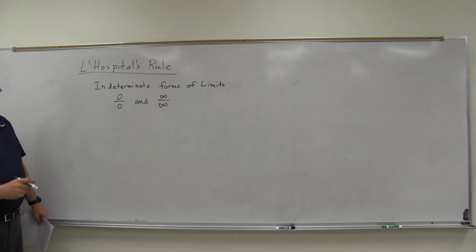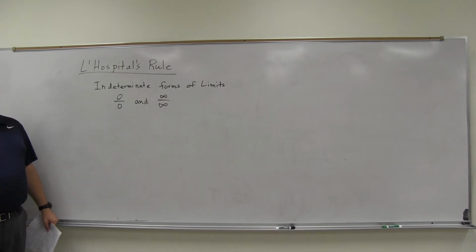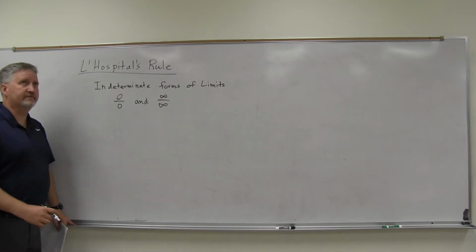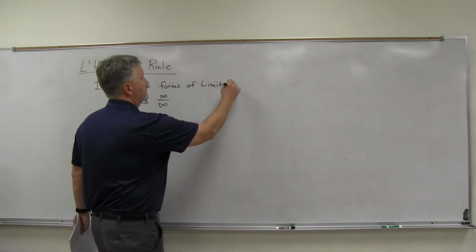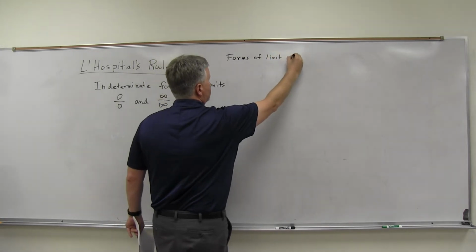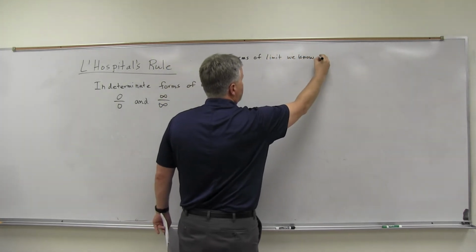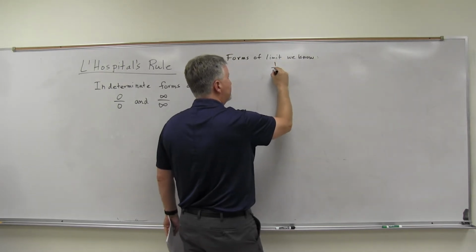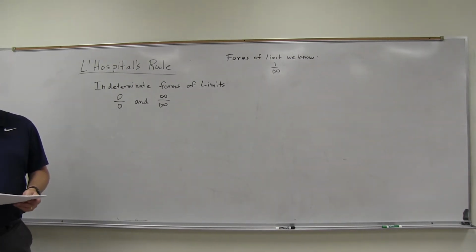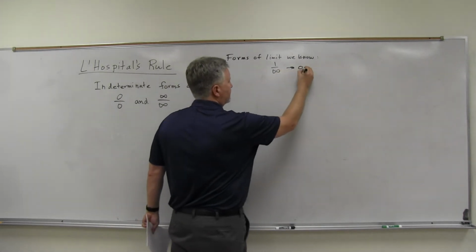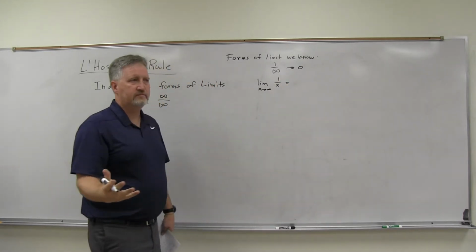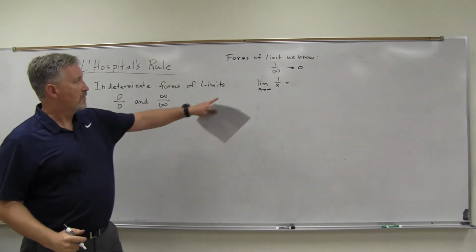Now, forms of limit that we know the limit of, that are not indeterminate, the ones that we can determine: 1 over infinity, or any number over infinity, what does that go to? 0. That goes to 0. A good example is the limit as x goes to infinity of 1 over x. We did that one way back when. You got 1 over infinity. That goes to 0.